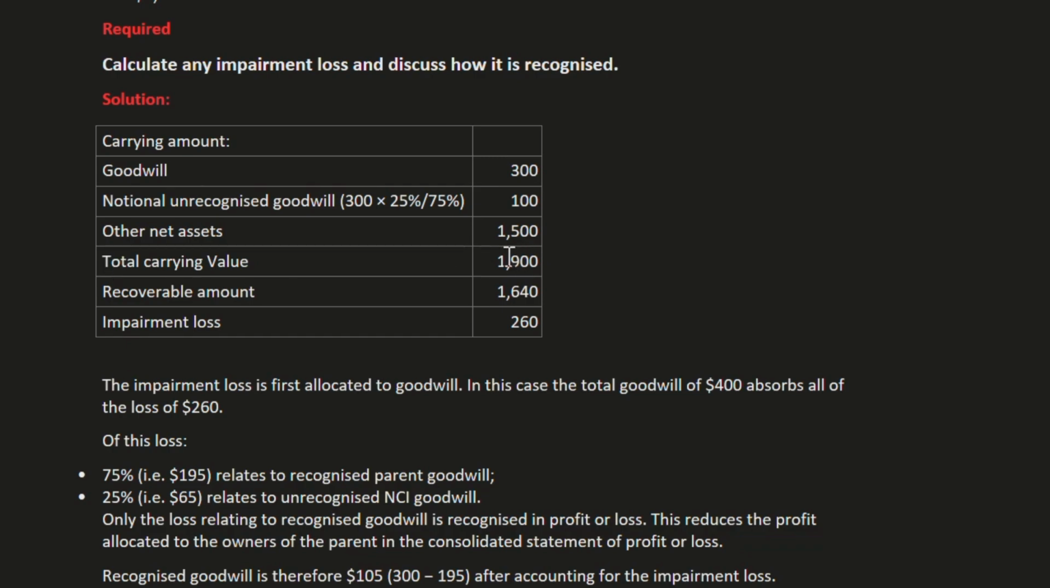So what is the formula of impairment? The formula of impairment is carrying value less recoverable amount. So impairment will be that value. In this scenario, carrying value is 1900 and recoverable amount is 1640. So the impairment loss is 260. Recoverable amount is the higher of value in use or fair value less cost to sell.